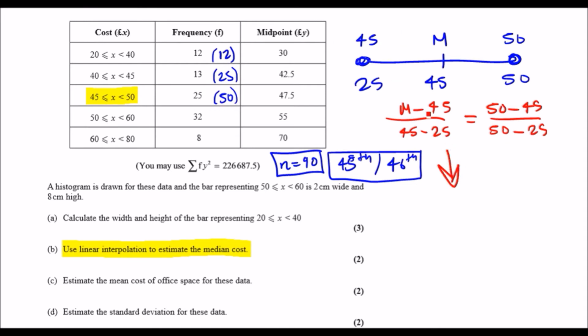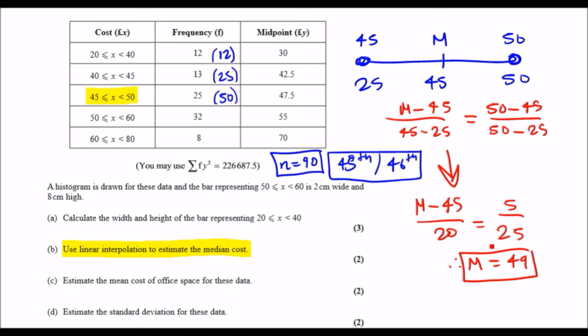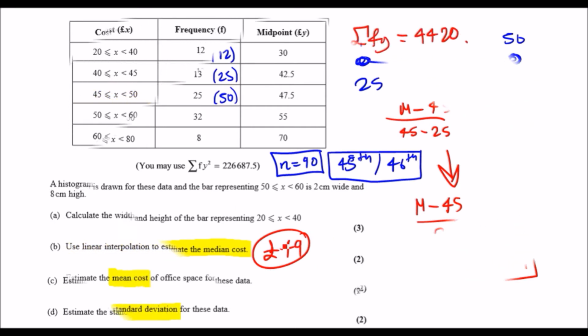Now, let's go ahead and resolve this. So resolving this one, you get m minus 45 over 20 equals 5 over 25. So times 20 across and add 45. Let's see what we get. 5 over 25 times 20, add 45, and I got exactly 49. So m equals 49. So within this group, the median cost was £49. You can probably get other similar answers like £49.10 or £49.11, but all these answers will guarantee you 2 marks.